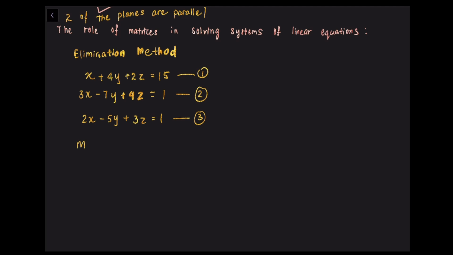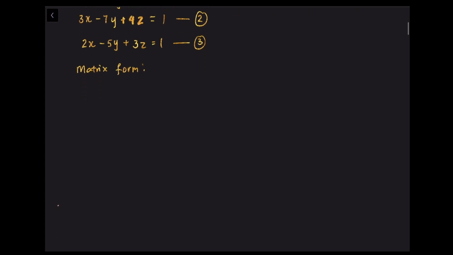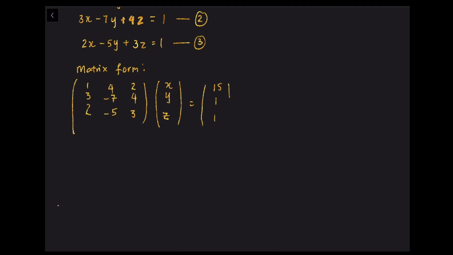Before proceeding, note that the system of equations can be represented in matrix form as you put a very big bracket here and write down all the numbers. Let's say we have 1, 4, 2, 3, -7, 4, 2, -5, and 3 for the rows. And then we have another matrix which are x, y, z, and equals to the answer, which is 15, 1, and 1.